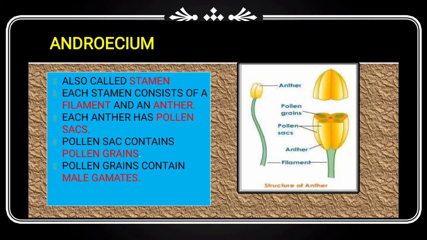Androecium, also called stamen. Each stamen consists of a filament and an anther. Each anther has pollen sacs. A pollen sac contains pollen grains. Pollen grains contain the male gamete. So androecium is the male part of the flower.